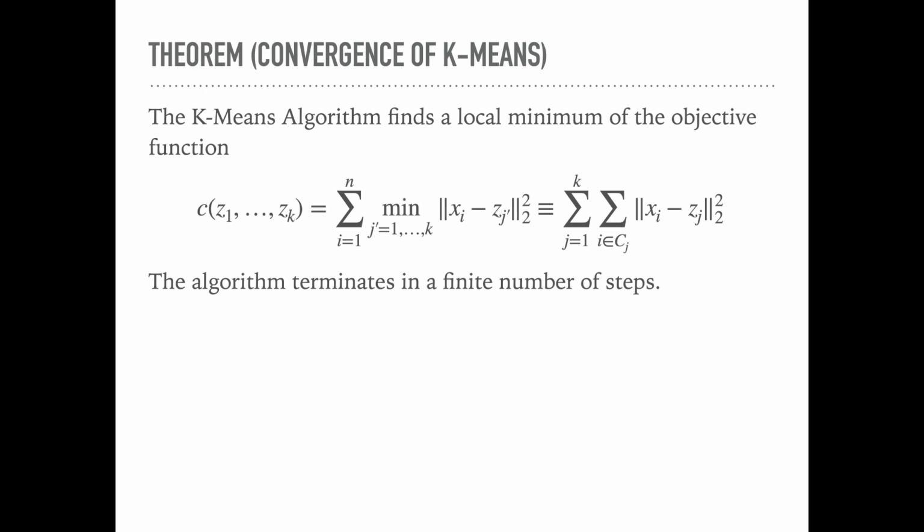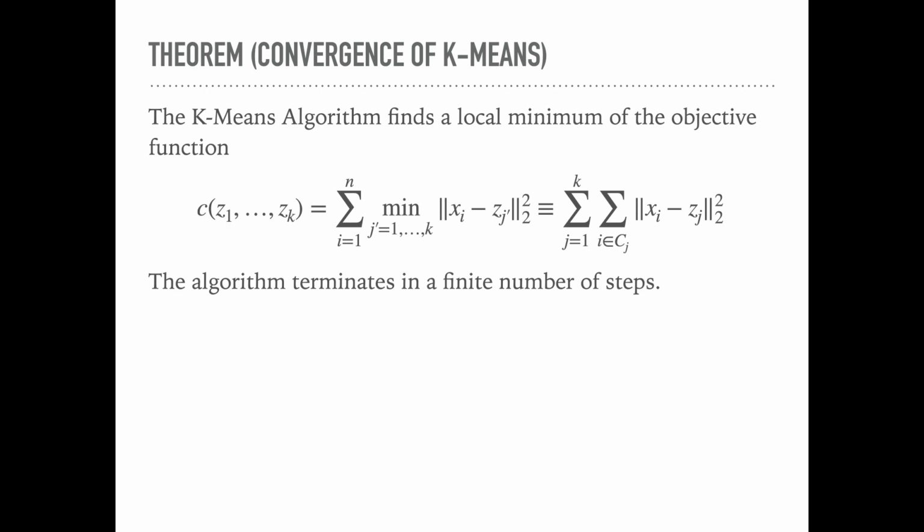So what is the convergence of k-means? Well, it's not at all clear from just stating that algorithm that it's going to actually work. But it turns out it does. And we can prove, and we shall over the next couple of slides, that the k-means algorithm converges in the sense that it finds a local minimum of the objective function.